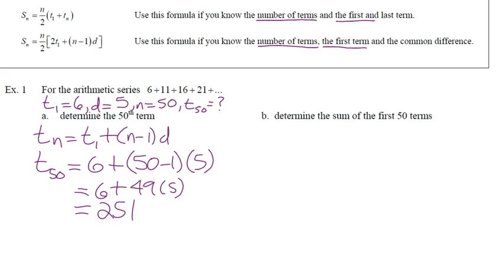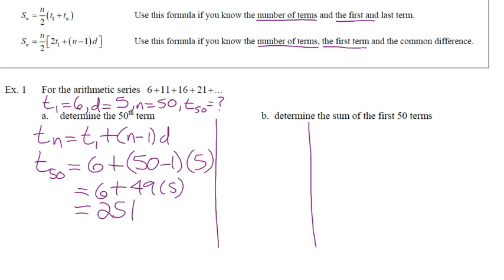Determine the sum of the first 50 terms. Now we can do this using either formula. As a matter of fact, we'll do it using both formulas, just to show you. Since we've worked out the 50th term, we now know the first term and the last term. If we hadn't worked out the 50th term, we still could have done this question. So let's do it having part A.